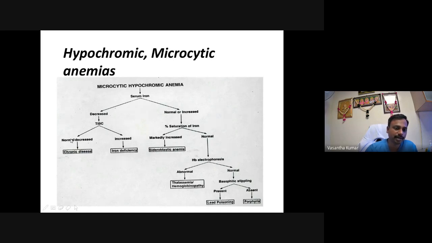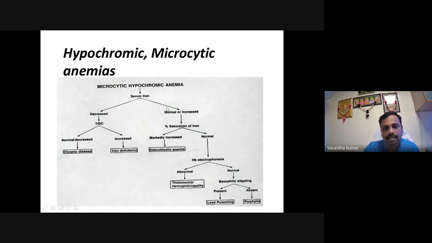The TIBC will be normal or decreased in chronic disease because in anemia of chronic disease, the storage form of iron, the ferritin, will be in adequate amount. So only the utilization is decreased.